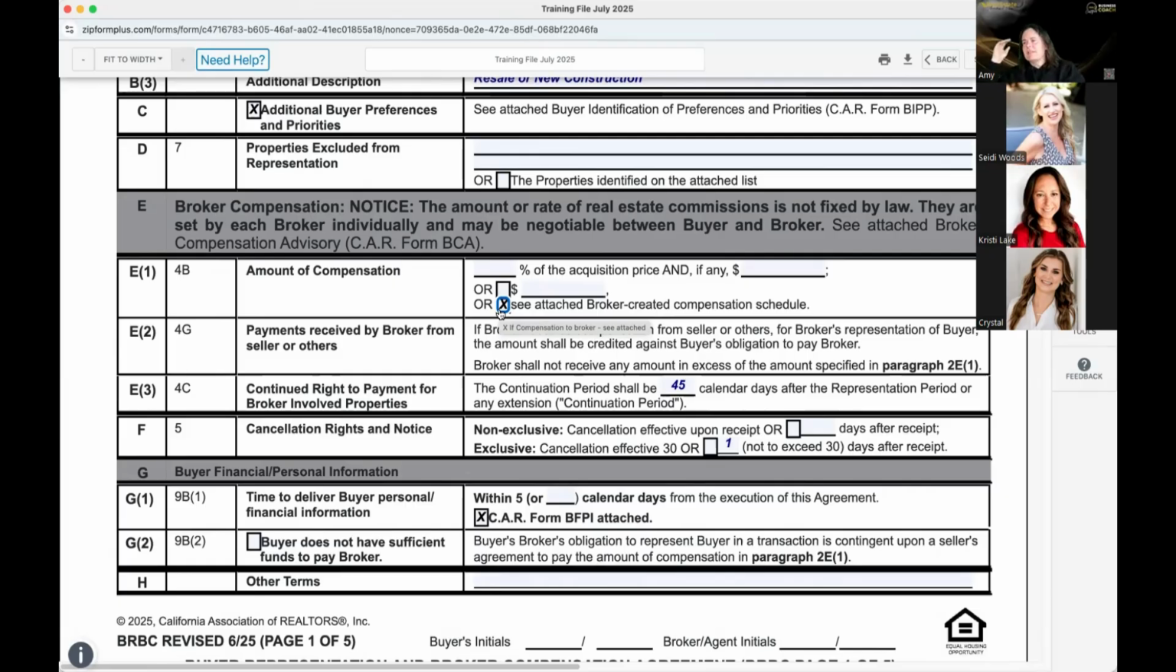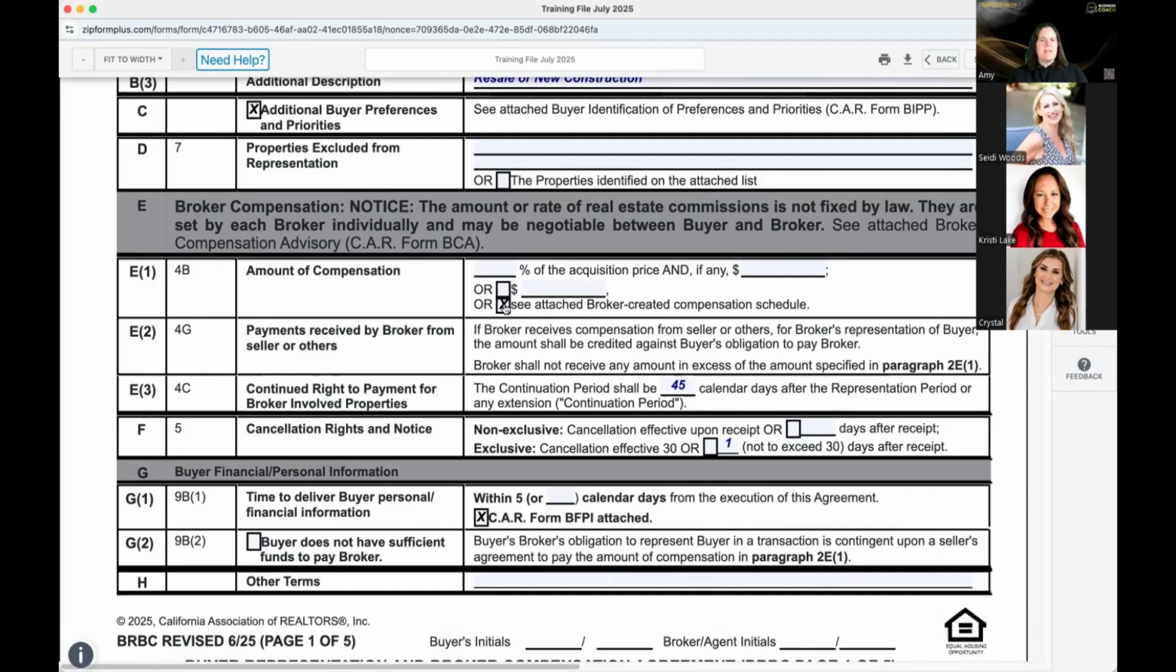For 300,000 to 600,000, it's a percentage, and from 600,000 to 800,000, it's less of a percentage, right? Or maybe we go back to a higher flat rate, something to that effect. You could create some sort of broker created compensation schedule, and then you could attach that to this. So you've got three options here: either a percent, or we just have a flat rate, or we have a compensation schedule.